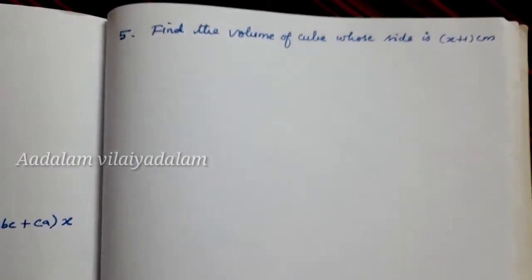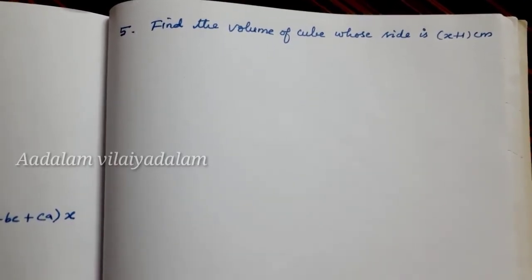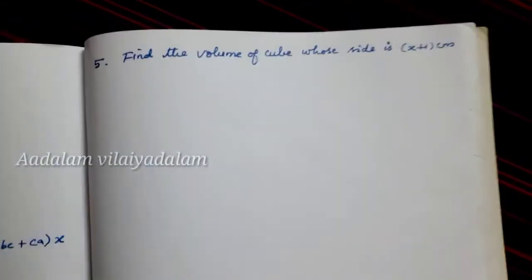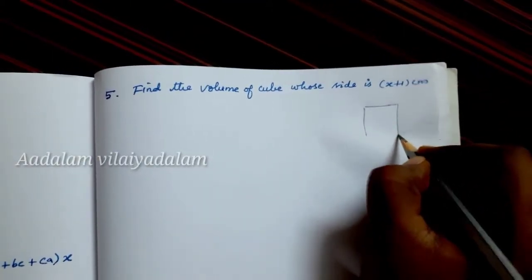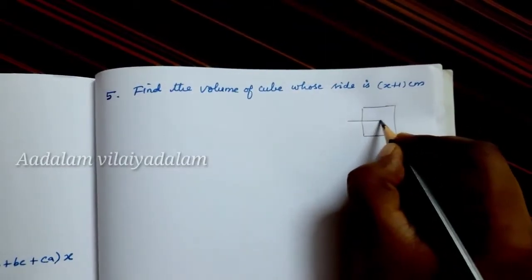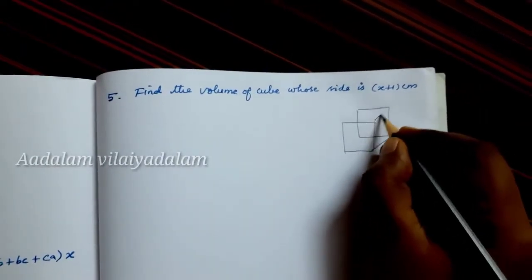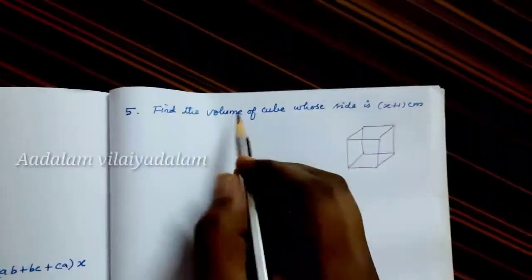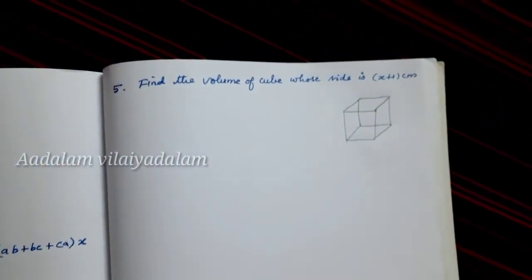Now let's go for the fifth sum: find the volume of the cube whose side is x plus 1 centimeter. Now the figure, so this shape is called a cube. They are asking us to find the volume of this cube. So this whole volume we need to find using the side x plus 1 centimeter.